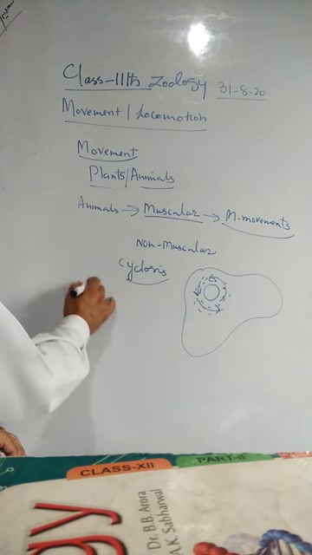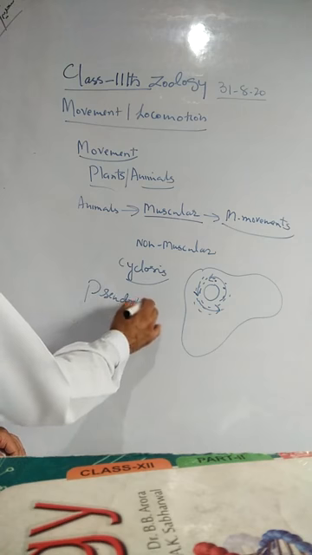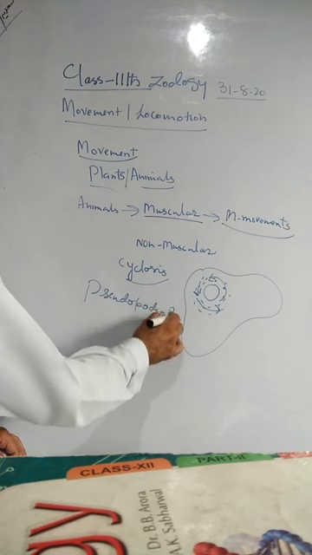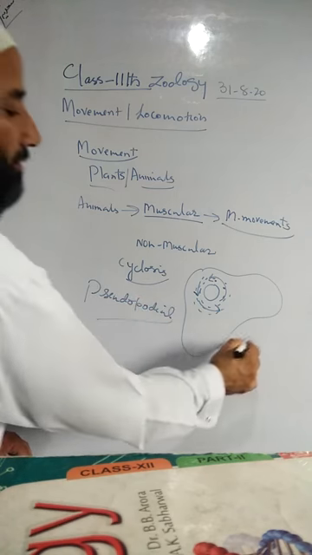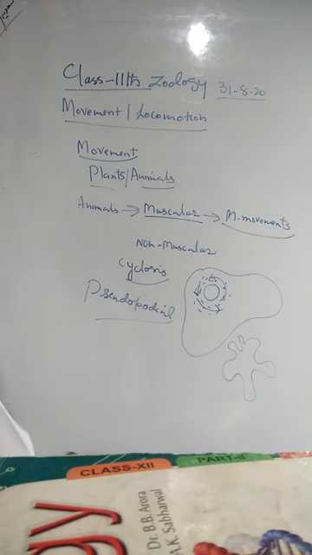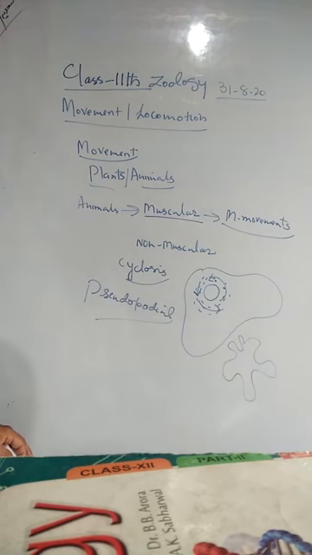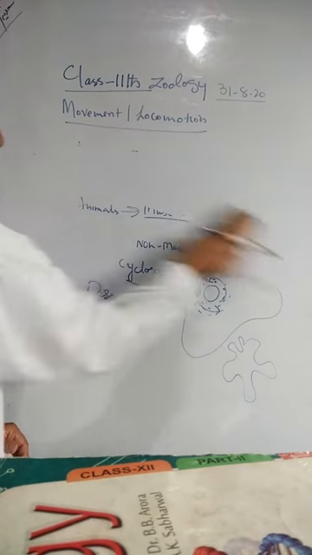And there is also pseudopodial movement. Pseudopodial movement is the movement with the help of pseudopodia. The amoeba can acquire different shapes and sizes due to the formation of this pseudopodia on the plasma membrane. This pseudopodial movement takes place in amoeba. It is also non-muscular movement in nature.